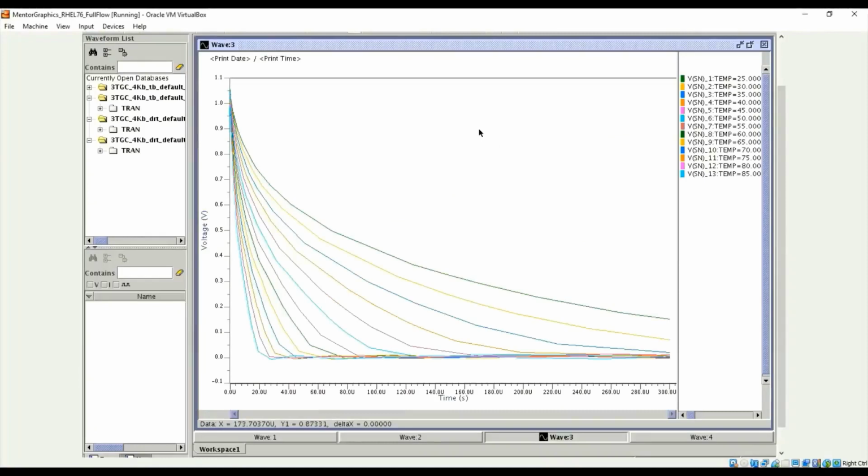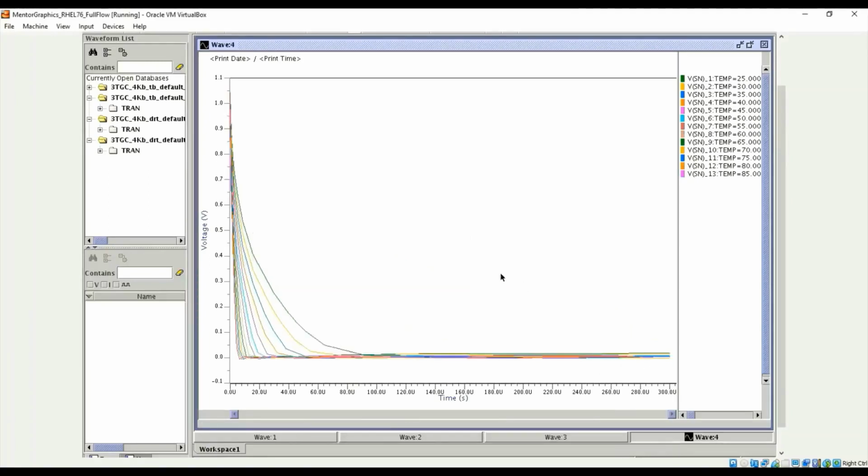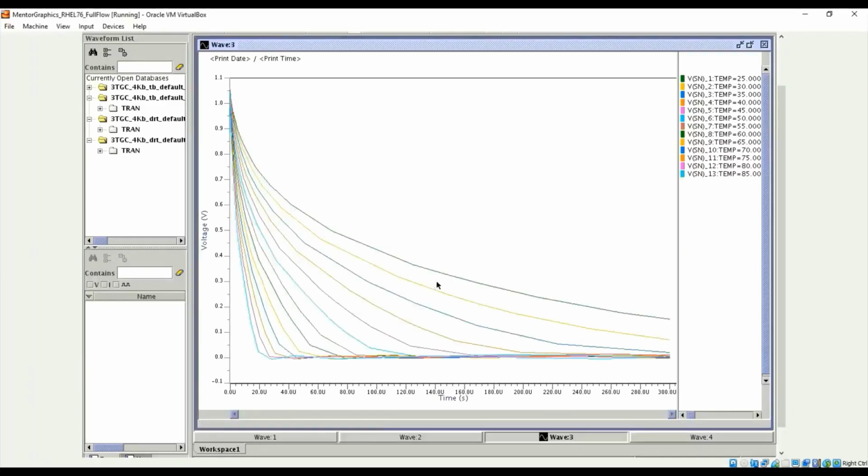Lastly, this is the data degradation curve in storage node that is used to determine the data retention time. This is the curve obtained from the TT, typical process corner analysis, while this is the curve obtained from the FF, fast corner analysis. We can see from the slope of the curve for TT, typical process corner analysis, is not very steep, which indicates the slow data degradation rate.